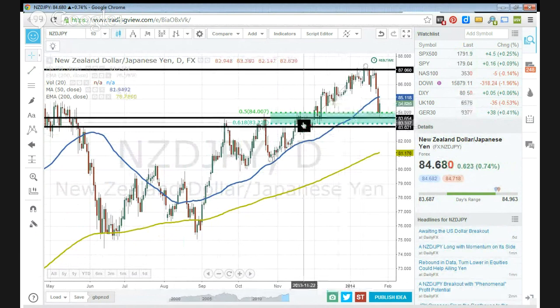We've reached a 50% pullback from the major swing low. We've achieved that. Yeah, and this is a very nice reward risk. Okay, so I'll enter here at 83.65, stop 83.02, target 87.06. That's that for the Kiwi yen.